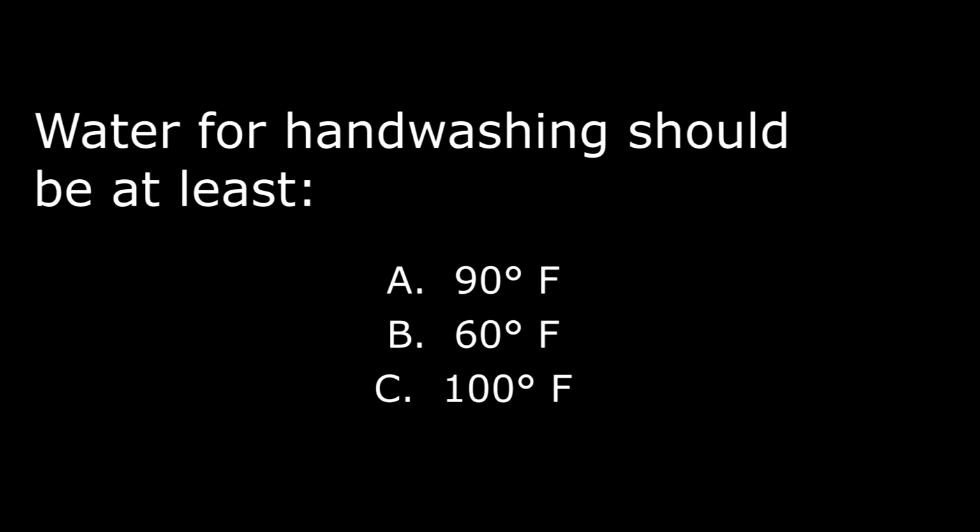Last question this round. Water for hand washing should be at least A. 90 degrees Fahrenheit, B. 60 degrees Fahrenheit, C. 100 degrees Fahrenheit, or D. 110 degrees Fahrenheit. The answer is C. 100 degrees Fahrenheit. Let's continue with our lecture. Next up, hand washing.